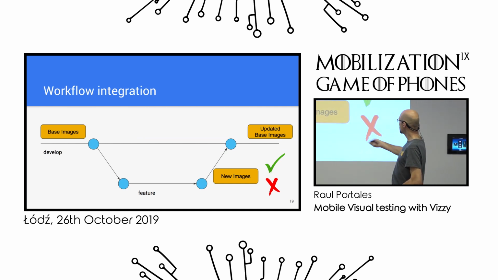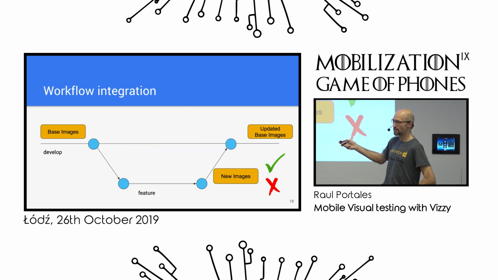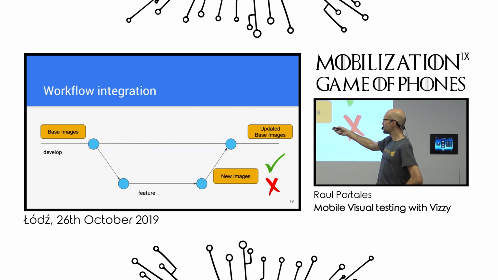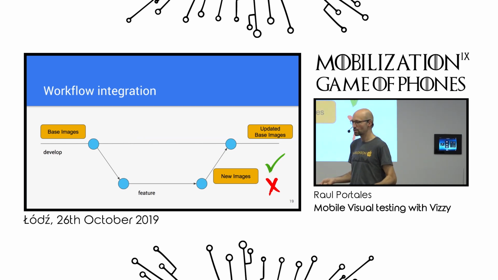Sometimes some other PR will have been merged in between, and some of your new images will be different than what you have in develop because someone else has merged. So you can either merge develop back into your feature branch, or you can just ignore this image because you know it's not related to the changes you've been doing.